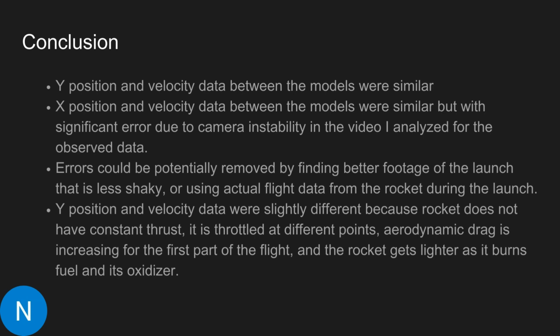The Y position and velocity data were slightly different because the rocket does not have constant thrust. It is throttled at different points. Aerodynamic drag is increasing for the first part of the flight, and the rocket gets lighter as it burns fuel and its oxidizer. One way we could combat this is finding a better video, of course, and also modeling it differently in GlowScript to have variable mass and thrust.